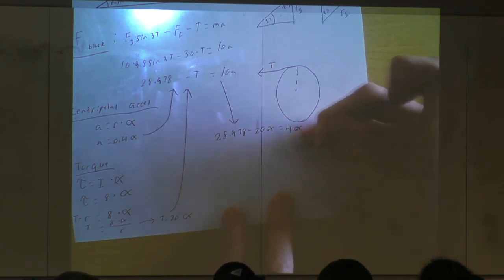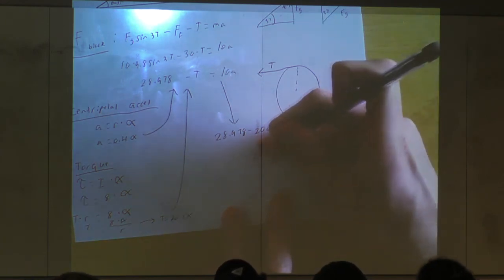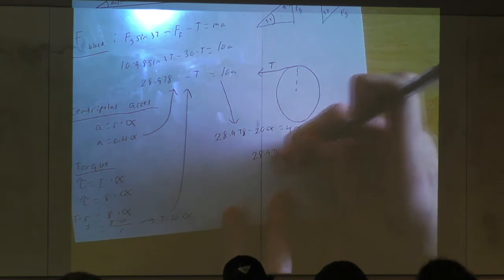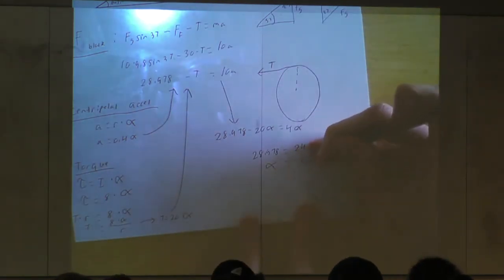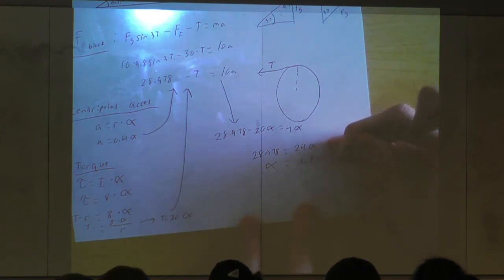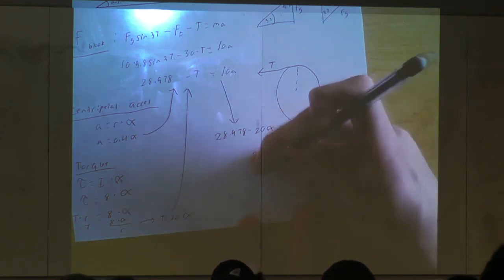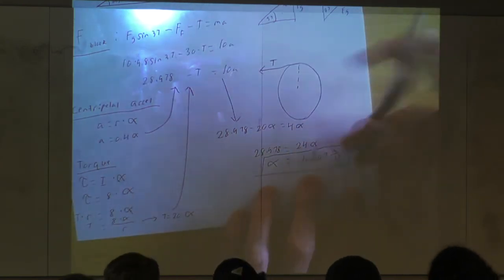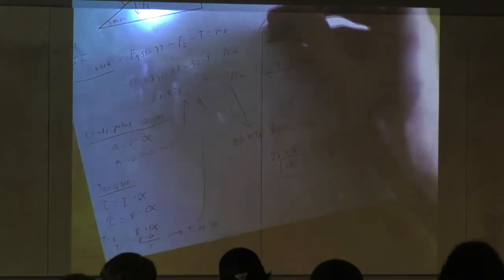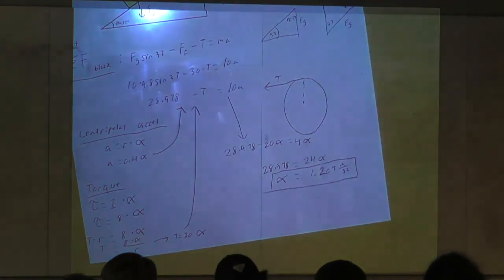So 24 alpha is equal to 28.978, which then means that alpha is 1.207 meters per second squared. Okay, so I do want to discuss this problem more, and there's a few things.